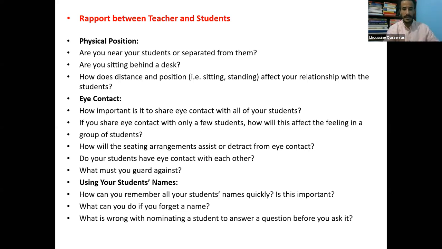Okay. Now, what can you do if you forget a name? If you forget a student's name, what can you do? What should you do? Can you write in the chat box? What do you think?